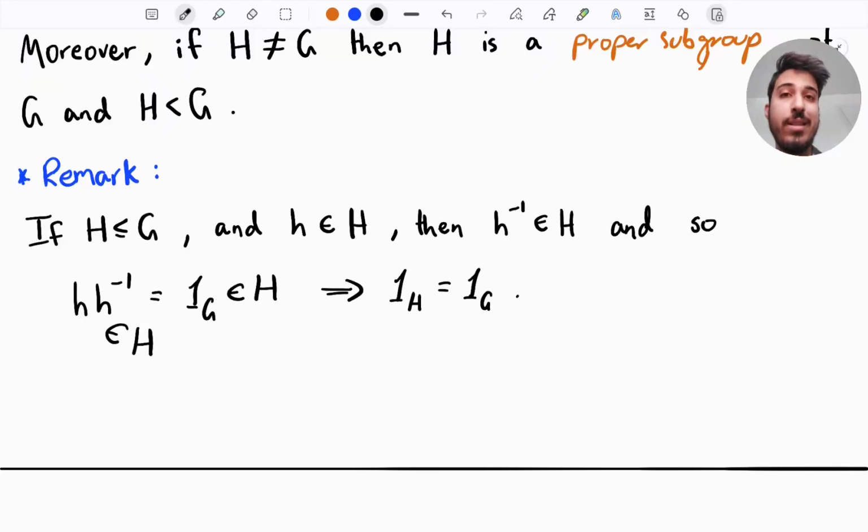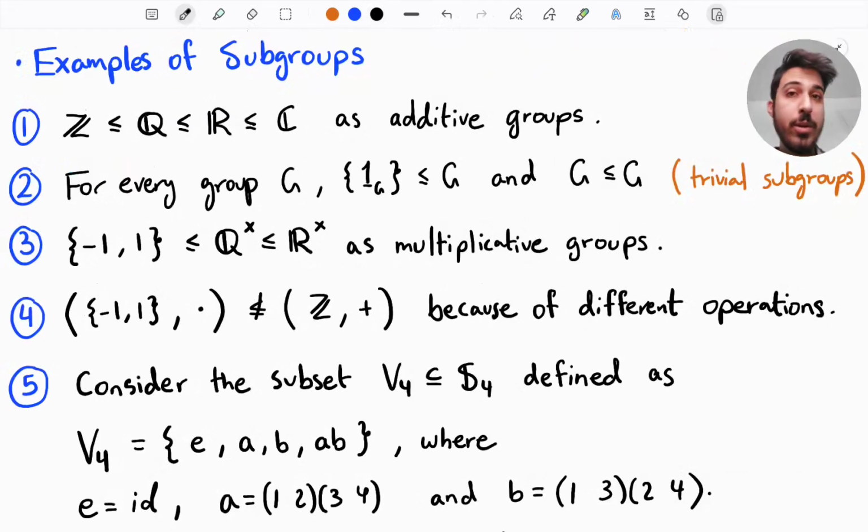So since H is non-empty, the least we can have in the subset H is the identity. Let us now look at what could be considered as subgroups and what could not be considered as subgroups. The first example, we have most basically that the integers is a subgroup of the rational numbers, which is a subgroup of the real numbers, which is a subgroup of the complex numbers.